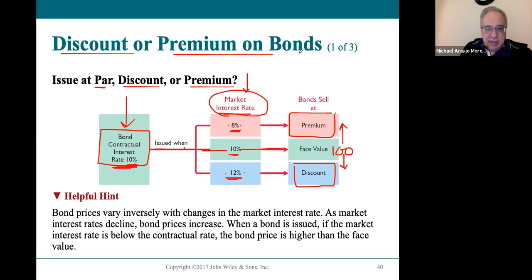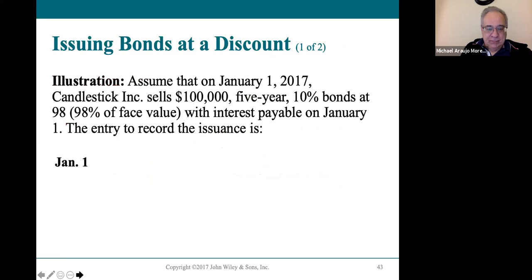Again, the purpose of bonds is to get a loan from investors. You still need the loan, right? So how does bookkeeping work if you end up selling that bond at a discount, which means the interest rate on your bond isn't good enough, right? Because the market rate is higher. So the only way you can attract investors is to lower the price of your bond. Well, how low did you go?